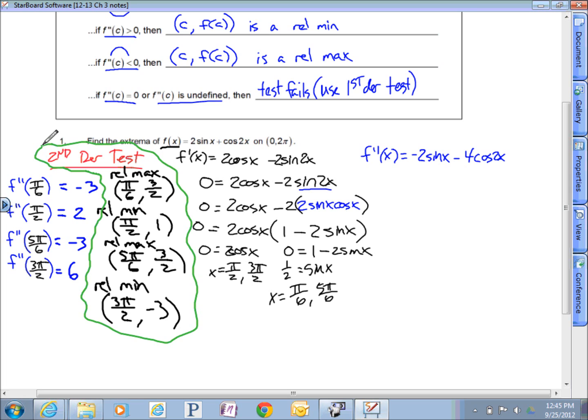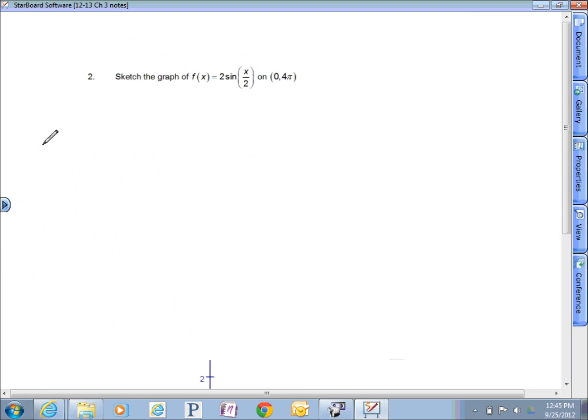So let's take a look at this other problem I have set up. Sketch the graph 2 sine of x over 2 on the interval 0 to 4 pi. Well, 0 to 4 pi, this is crazy. Probably what a lot of people do is they'll look at it and go, oh, these derivatives are going to be awful. This is not going to be good.